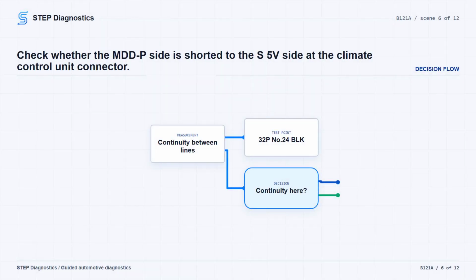Keep the ignition in LOCK (0) or OFF mode, with both connectors still disconnected. Now check for continuity between the MDDP side and the S5V side at the climate control unit connector, No. 12 GRN to No. 24 BLK. If there is continuity here, repair the short in the wires between the climate control unit and the mode control motor. If there is no continuity, those wires are not shorted together. So move on to testing the mode control motor.